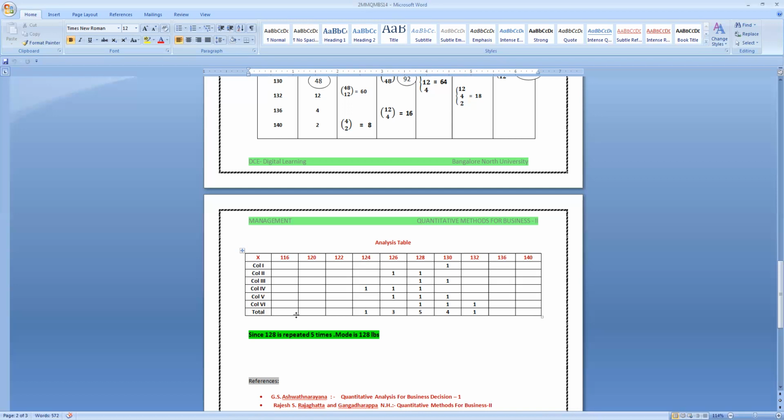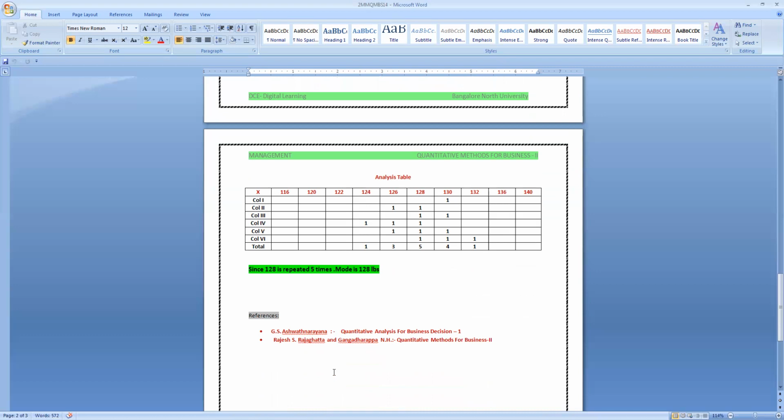Now among these totals, we should check what the highest number is. 5 is the highest number. So what is the variable value corresponding to that? It is 128. So 128 is repeated five times, therefore the value of the mode is 128 lbs. This is how we calculate the mode in the case of a discrete series using the grouping and analysis tables. With this I am going to end the session. Thank you.